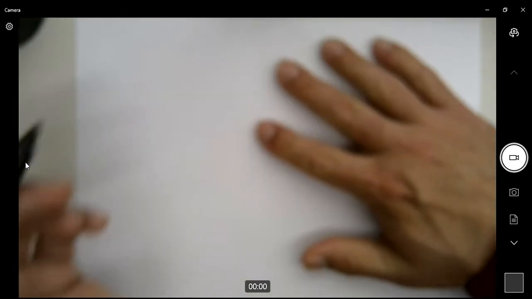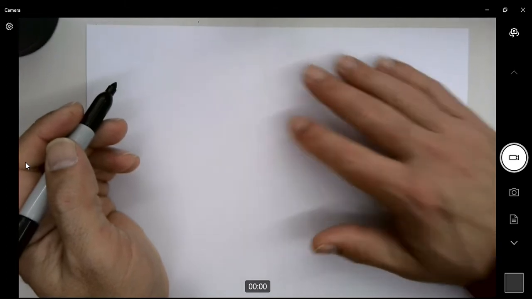Okay, sorry if I'm going in and out of focus here. It's one of the features of this camera.